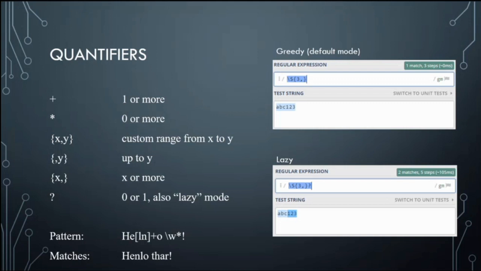We can say a minimum or a maximum using the curly braces through x comma y would be, say, 1 to 5, or up to y, or minimum of x. So the lazy mode with the question mark is pretty important to how the engine is going to match something. By default, the engine is going to be in what's called greedy mode, and greedy means it's going to use as many characters as necessary to make the match. Like if you have dot star, it's going to match everything.